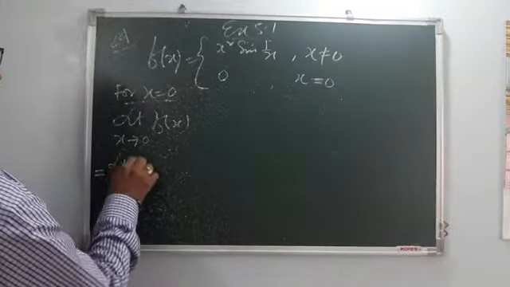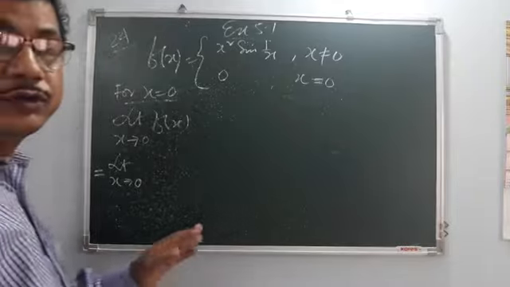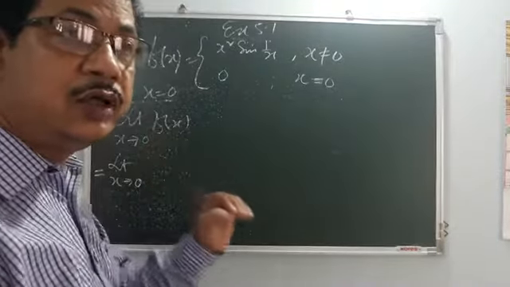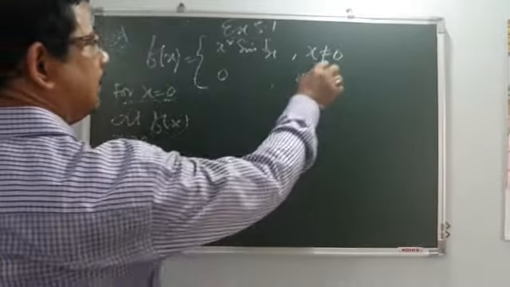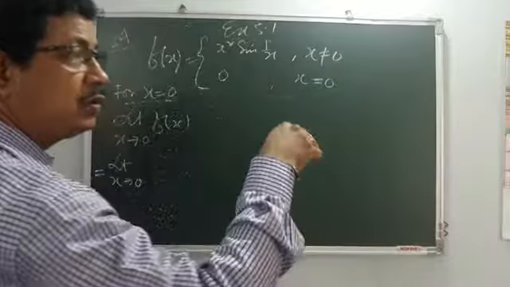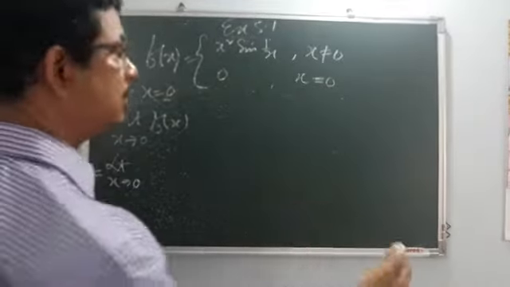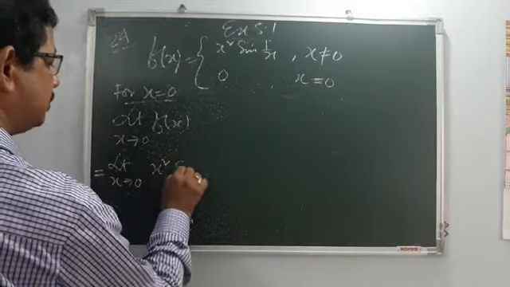So here x tends to 0 means what? x is not 0, but gradually approaches towards the value 0. So when x tends to 0, that is x not equal to 0, it is either a little less than 0 or a little greater than 0. Then the value of f(x) becomes this.